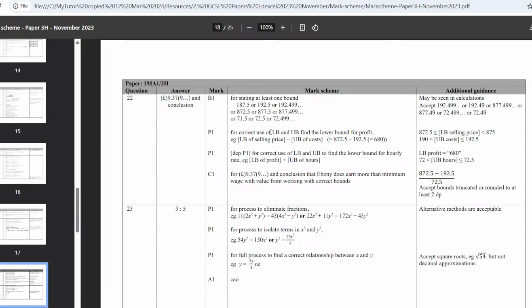For the correct use of lower bound and upper bound to find the lower bound of the profit. Yeah, they've specifically said the correct use of the lower and upper bound, i.e. the lower bound minus the upper bound, in that order. The 3rd mark is dependent on this one, I guess, it says. For correct use of the lower bound and upper bound to find the lower bound of the... Yeah. Oh, that's annoying. I think you'd only get 1 mark then.